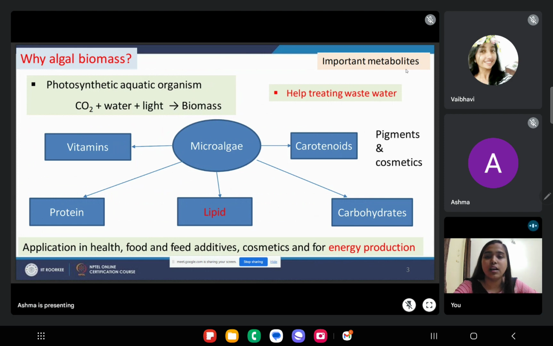So microalgae are a source of protein, lipid, vitamins, carotenoids. There are some pigments which are used in cosmetic industries. They are a source of carbohydrate. So algae has wide application. It can be used in the health industry, in the food industry, for feed additives, for cosmetics, and for energy production.